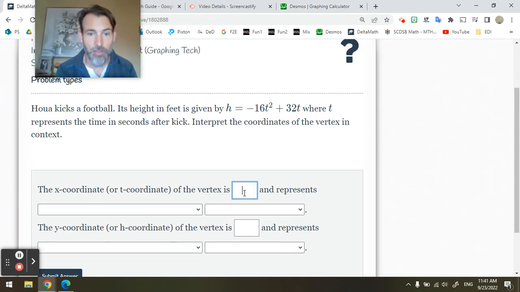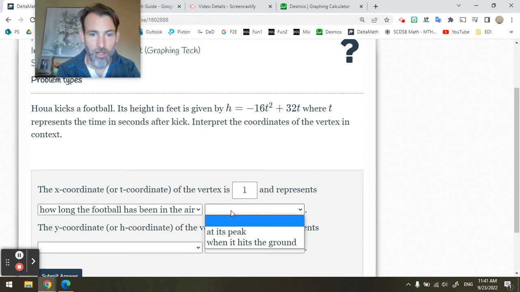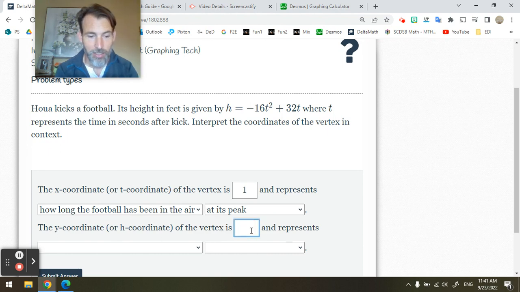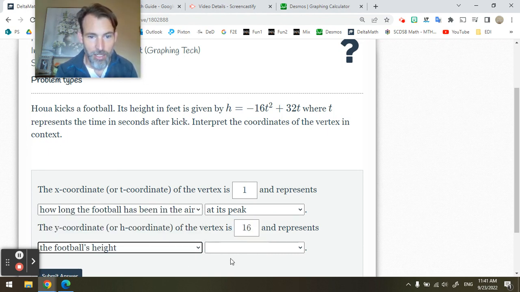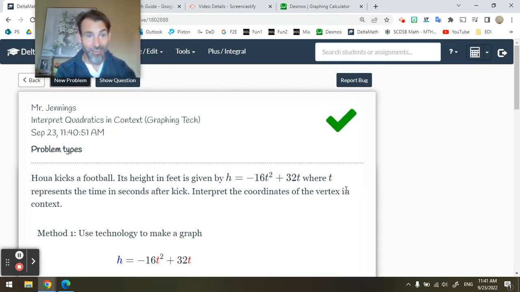The x-coordinate of the vertex is 1, and it represents how long the football has been in the air at its peak, because it's the vertex, that's the peak of the football. The y-coordinate is 16, and it represents the football's height at its peak. Submit the answer. Hooray! And don't forget to give yourself a pat on the back when you correctly interpret a graph.